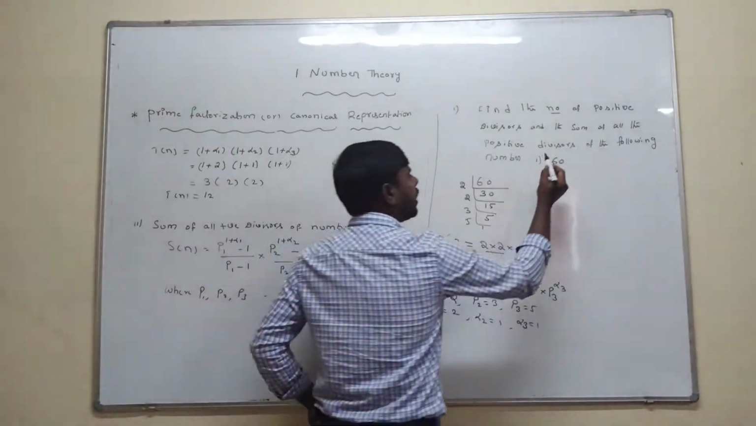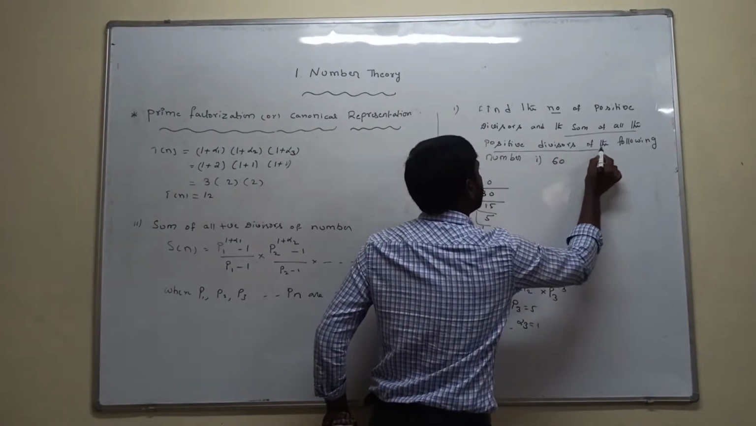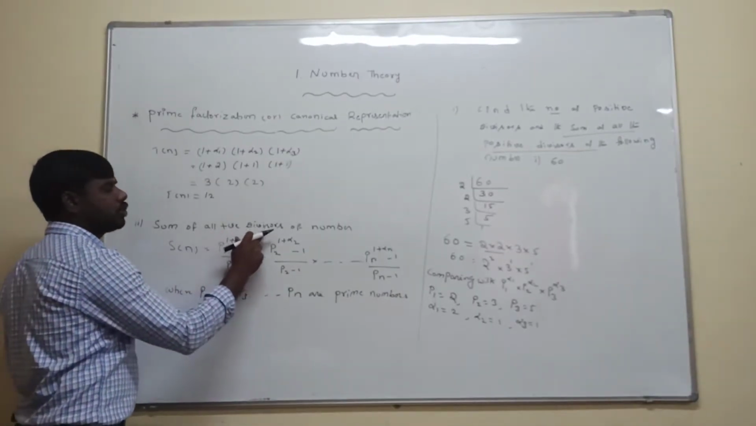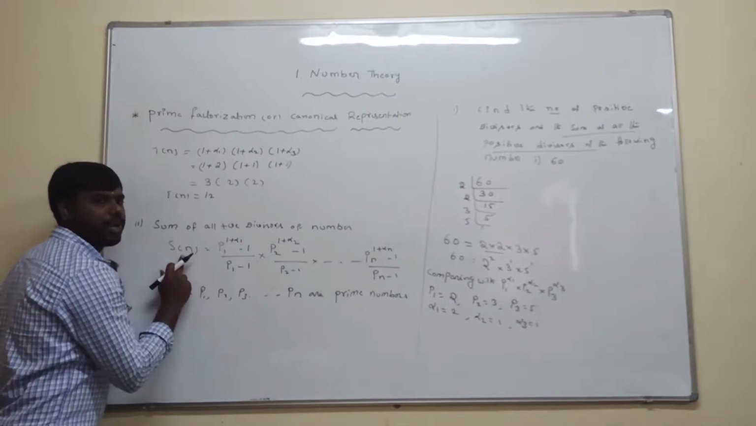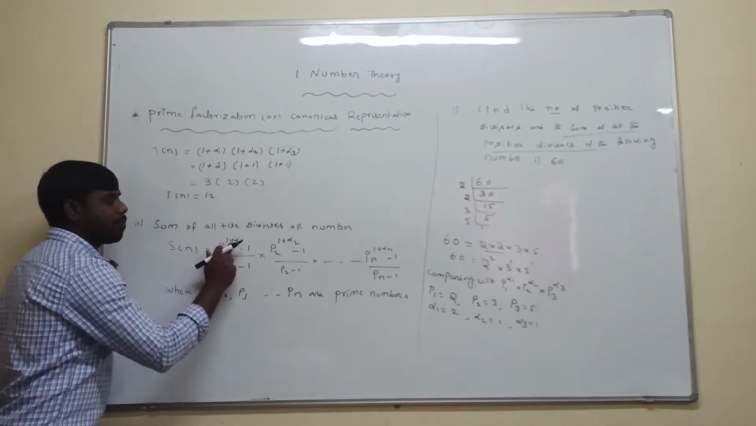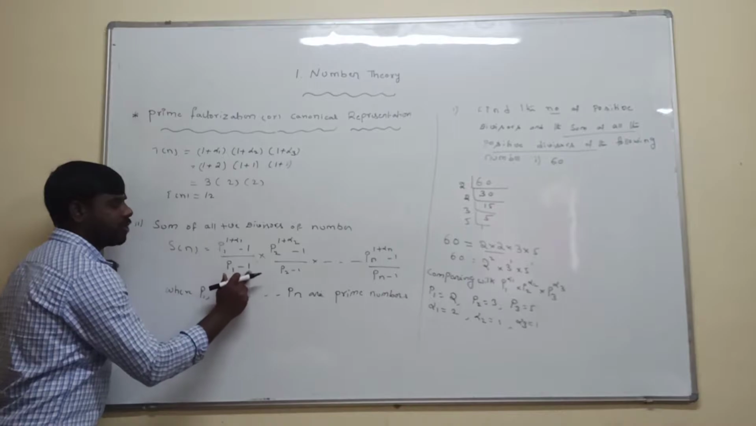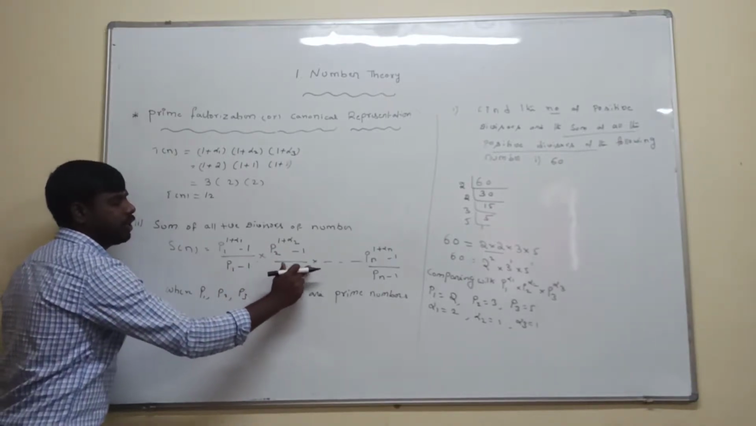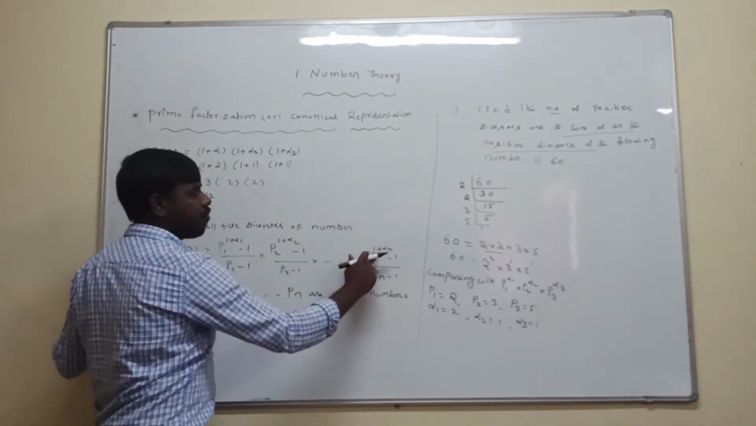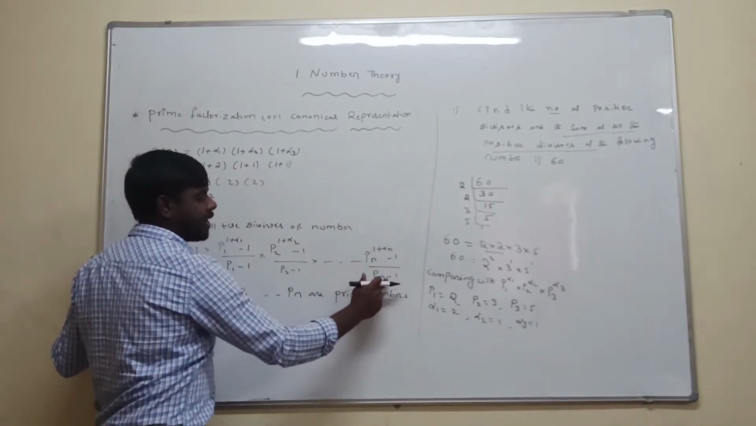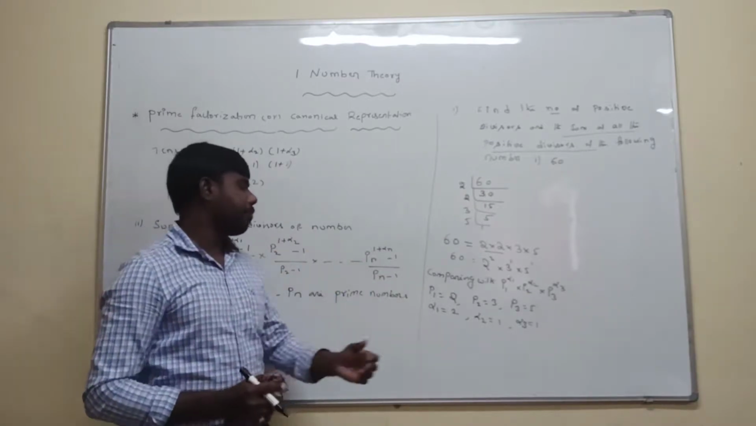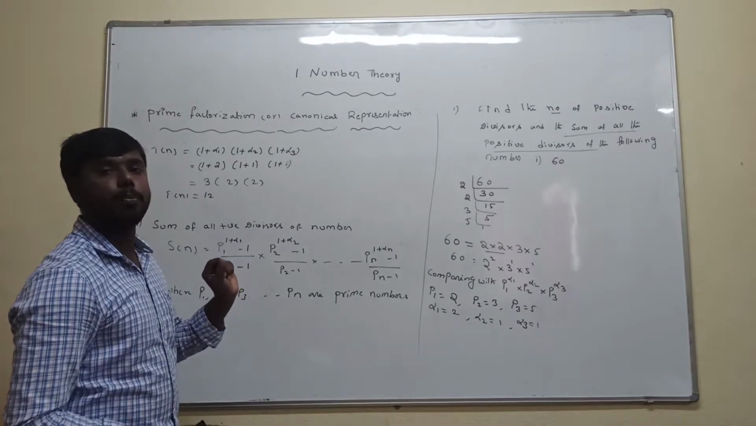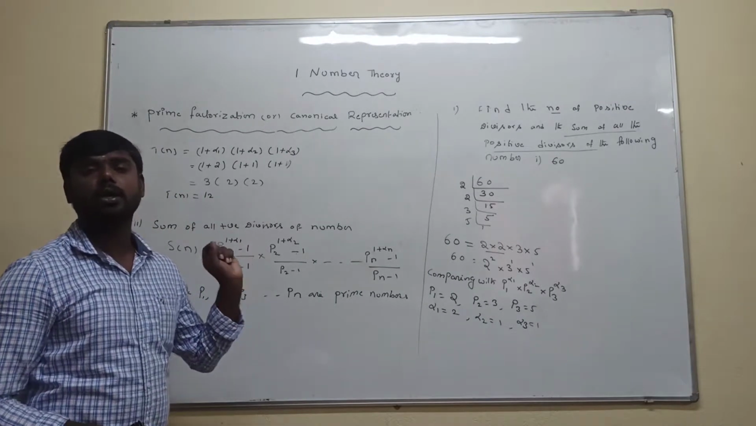Next we need to calculate the sum of all the positive divisors of a number. So the sum of all the positive divisors of a number is in the form S of n is equal to P1 power of 1 plus alpha 1 minus 1 by P1 minus 1 into P2 power of 1 plus alpha 2 minus 1 by P2 minus 1, and so on up to Pn minus 1, the number of elements. Here how many elements are given? Only 3. That's why we can stop at P3 power 1 plus alpha 3 minus 1 by P3 minus 1.